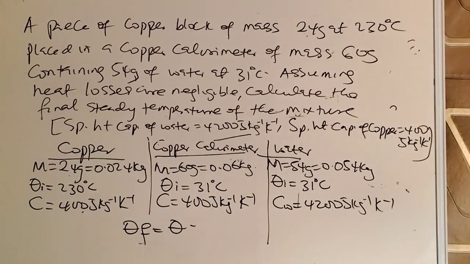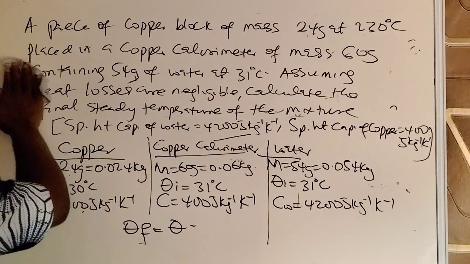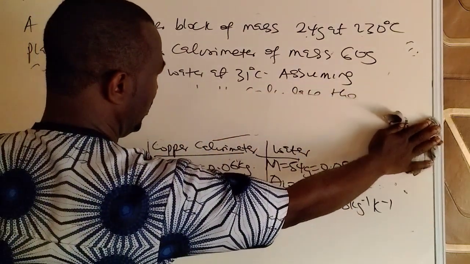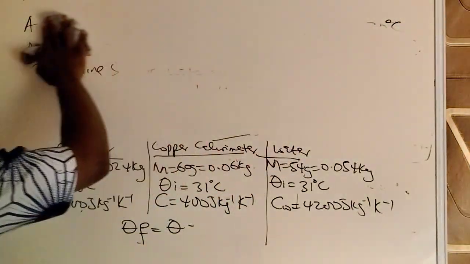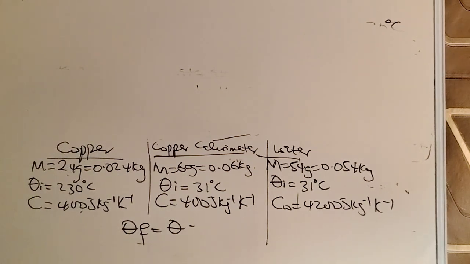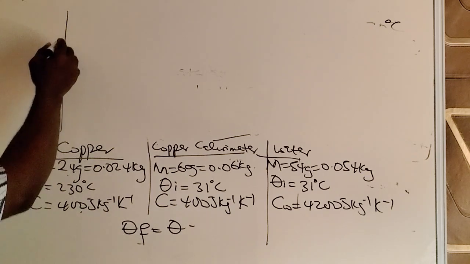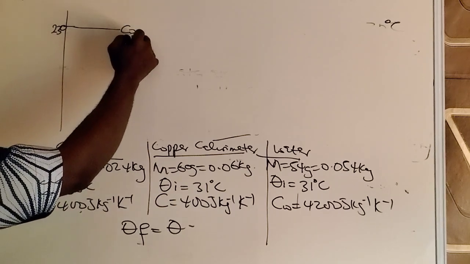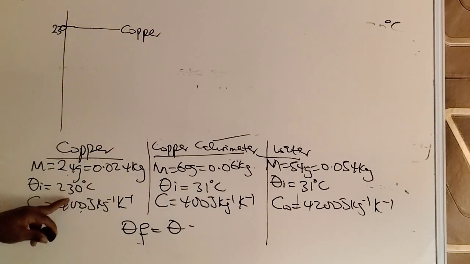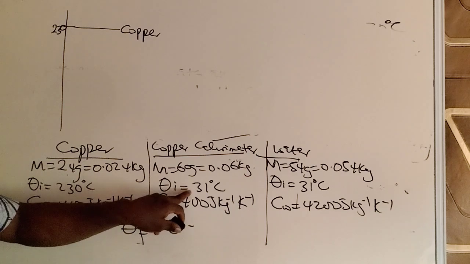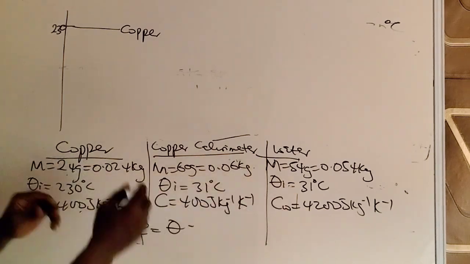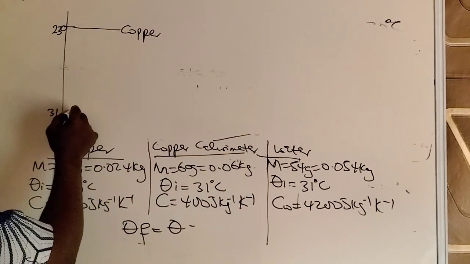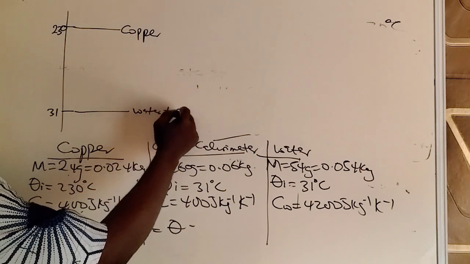So having done that, we now ask ourselves, which of them is losing heat? Which of them is gaining heat? So if we sketch our diagram, we see copper is losing heat. Why did I say losing heat? Copper is at a temperature of 230, a very high temperature, while the water and the calorimeter are at 31 initially. 31 is a low temperature for the water and the copper calorimeter.